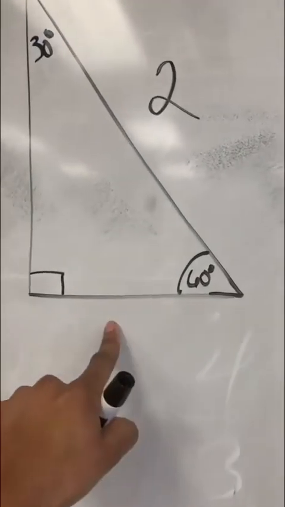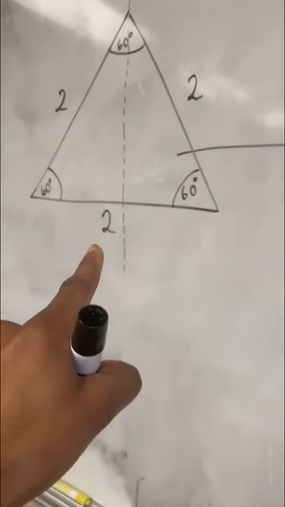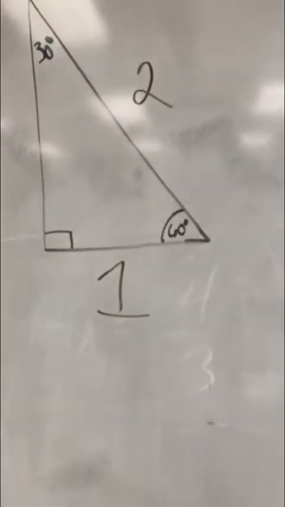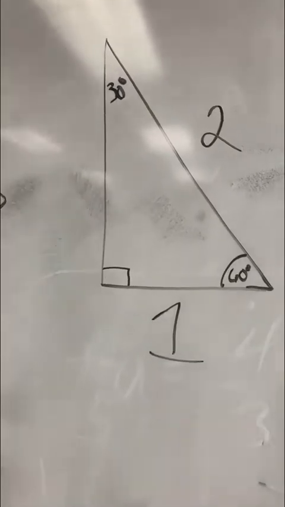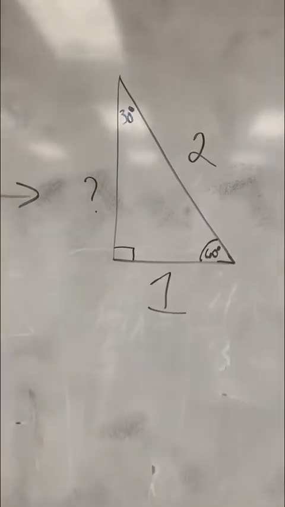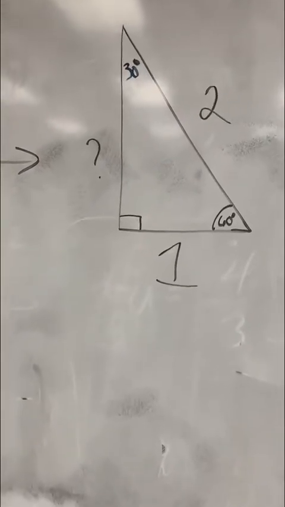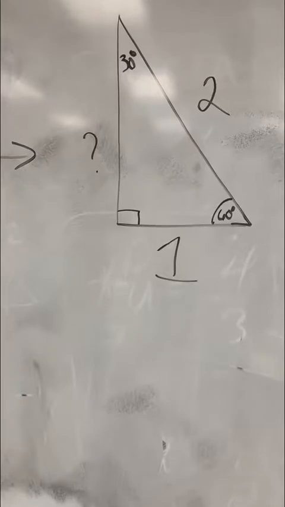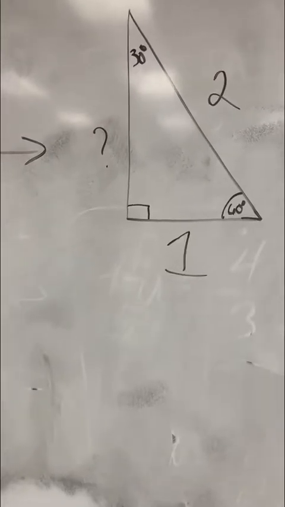Now down here is 1 because we split this bottom one in half. So we split 2 in half. So now I got 1 on this side. My hypotenuse is a 2. The question is, how do I get that height? And if you know anything from geometry, anytime you have one missing side on a right triangle, the Pythagorean theorem will give you the missing side.